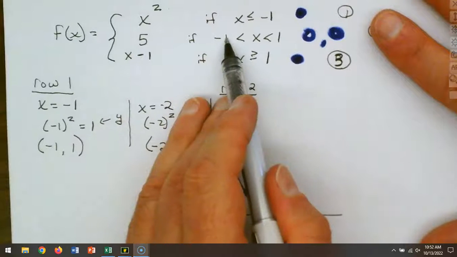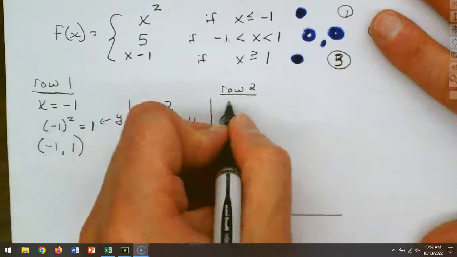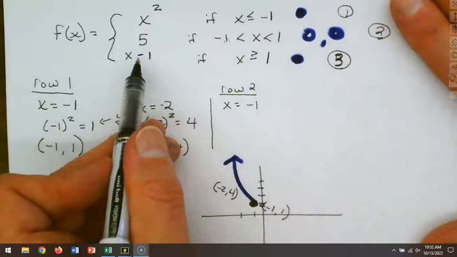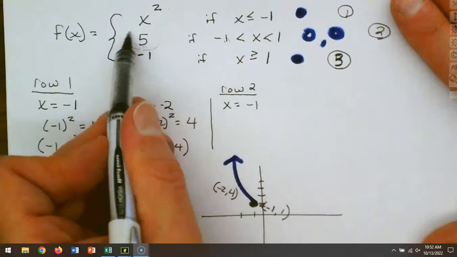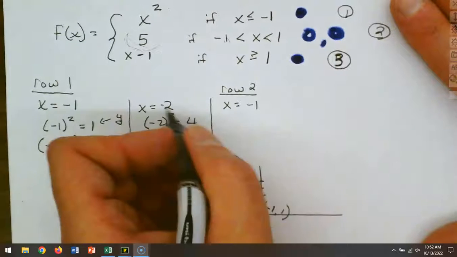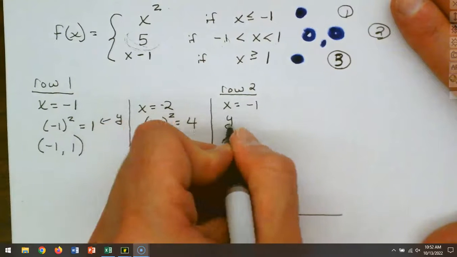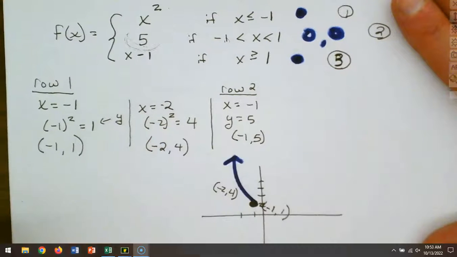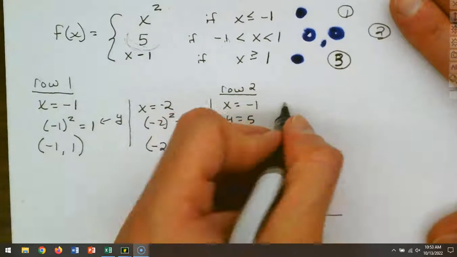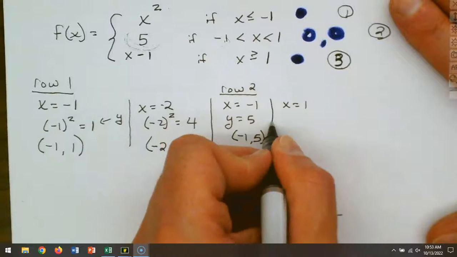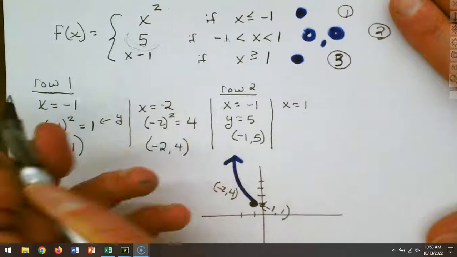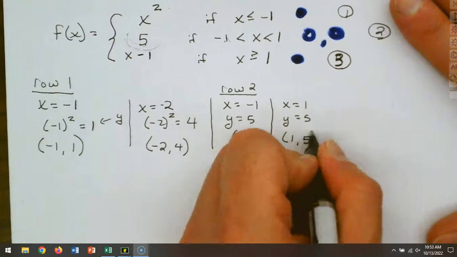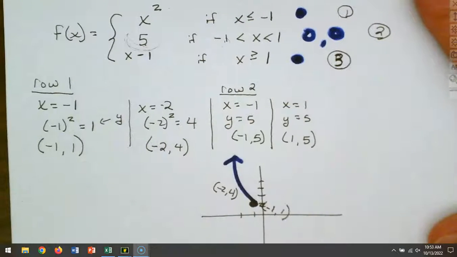Well, in row 2, we check our endpoints. So we're going to plug in x equals -1. In row 2, if I plug in a -1, what number do I always get out? 5. So if I plug in -1, I get out 5. So that's -1, 5 there. If I plug in x equals 1 into row 2, what do I get out? 5. So what's that going to be? 1, 5. Now these get open circles.